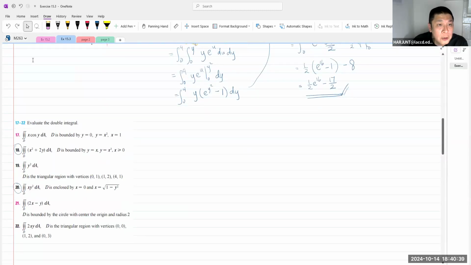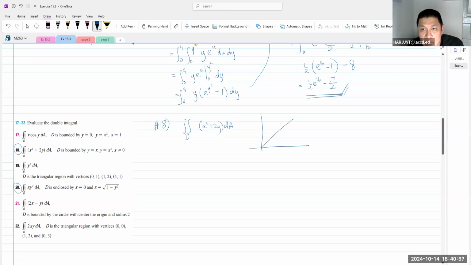Let's go on. Number 18. We have the double integral over domain D of x squared plus 2y dA, where D is bounded by y equals x, sketch the domain right away, and y equals x cubed in the first quadrant. So the graph is supposed to look like this, right? But we just need the one in the first quadrant.